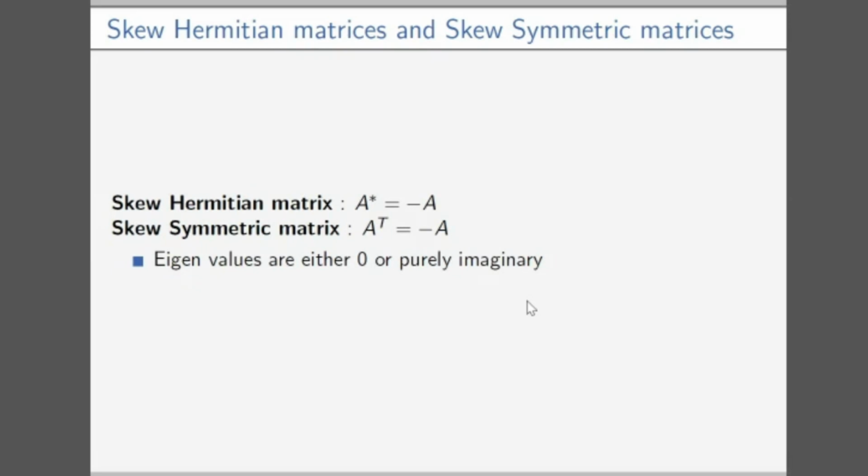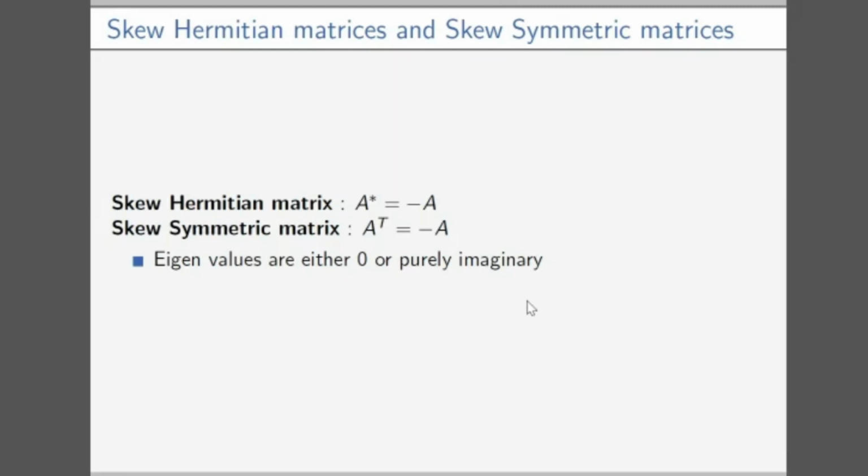Next is skew Hermitian matrices and skew symmetric matrices. Just like Hermitian and symmetric matrices, they are also related to their transpose or conjugate transpose. That is, a skew Hermitian matrix is a matrix such that A star equals minus A, and a skew symmetric matrix is a matrix such that A transpose equals minus A. And for this, it will have the eigenvalues as either 0 or purely imaginary.